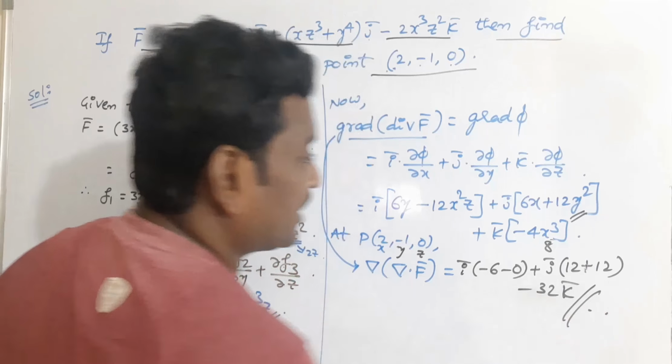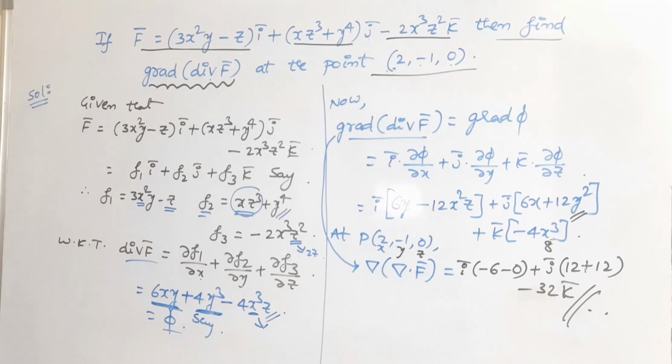In this way we can easily find out the gradient of the divergence of f bar at the given particular point.